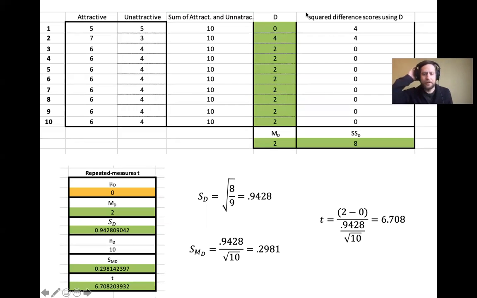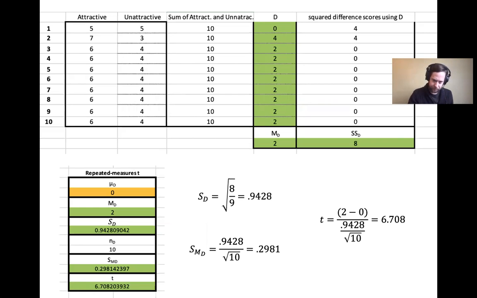All right, we've been talking in this chapter about two types of t that can be calculated. Shown here, this is repeated measures t right here. And I'll remind you that in repeated measures t, you can see the subscript d here. That d stands for difference scores. And so when we're calculating repeated measures t, we're using the difference scores.